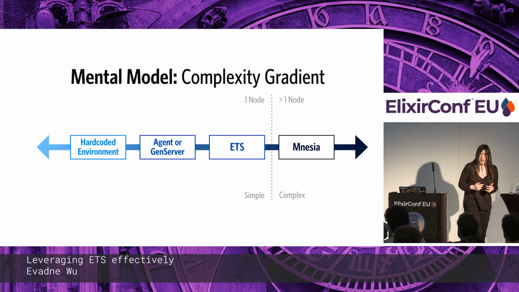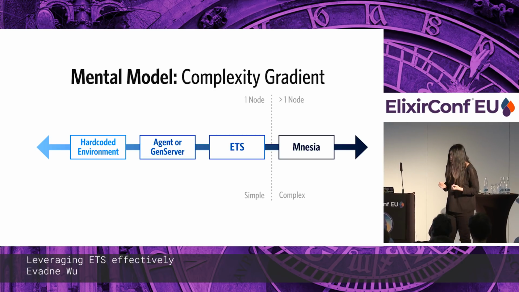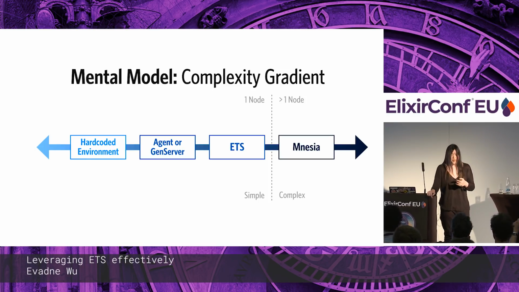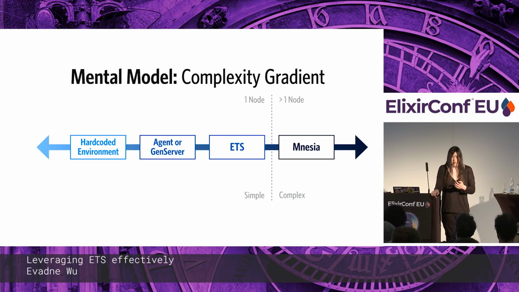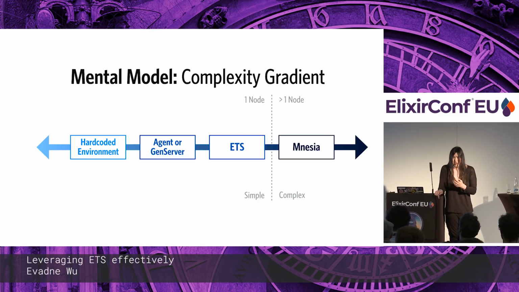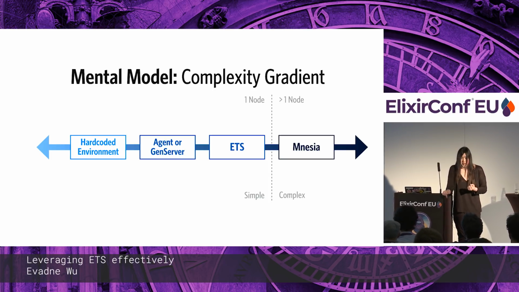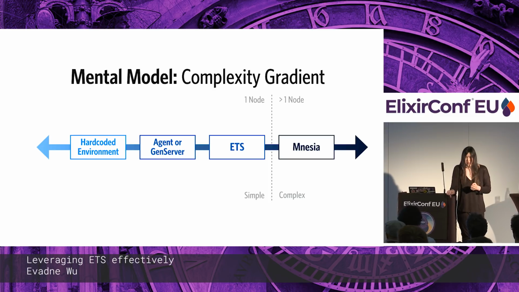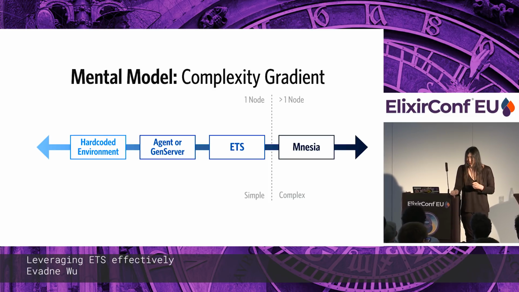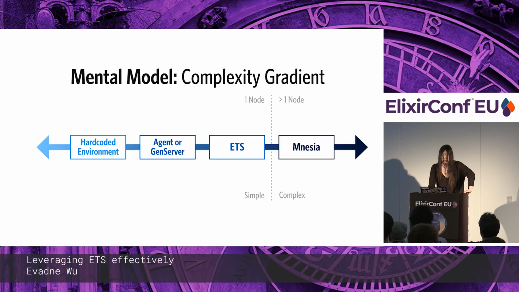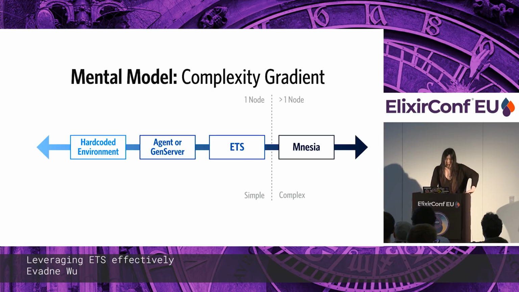So another way to look at it is by arranging different kinds of solutions on something I call a complexity gradient. So from left to right, from simple to complicated, from one node to multiple nodes. First of all, you have hard-coded environment. Like if your application has a name that can change, but doesn't change per deployment, then you can hard-code it if you want to. Or you can put something in the agent or agent server, or you can put it in ETS even. Or if you want to scale up, you can go to something like Mnesia or a managed database. It really depends on the level of performance and resilience and complexity that you require.